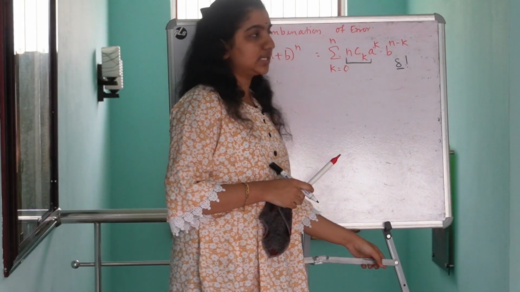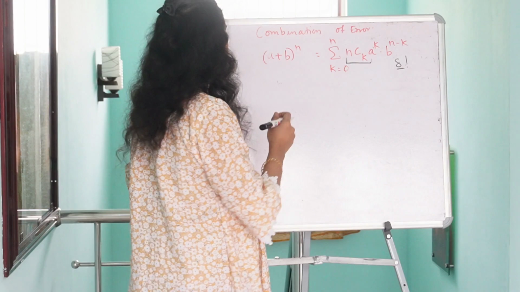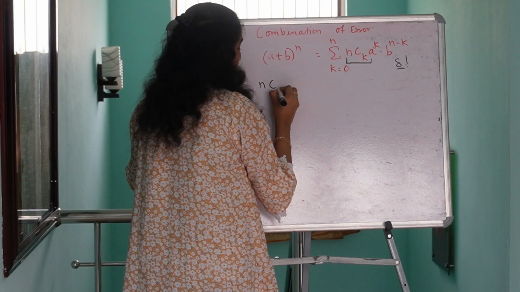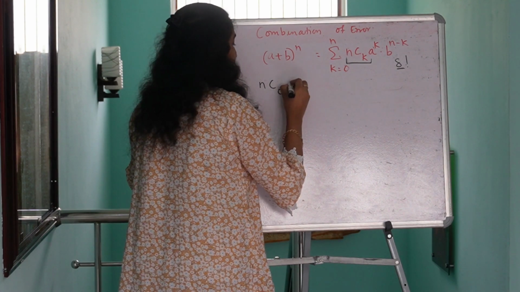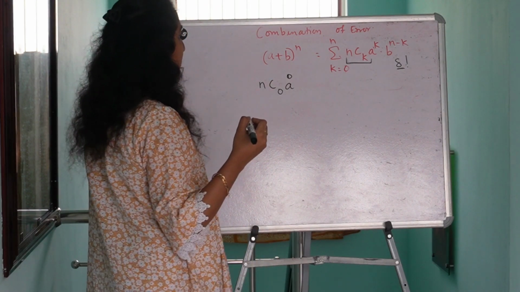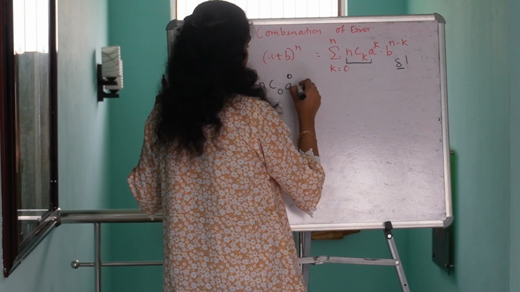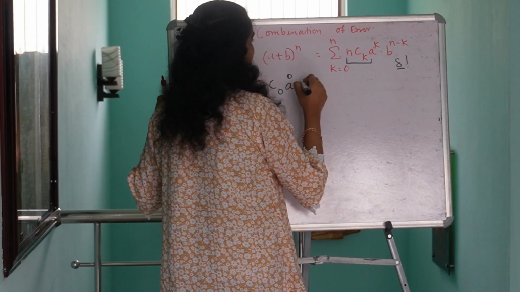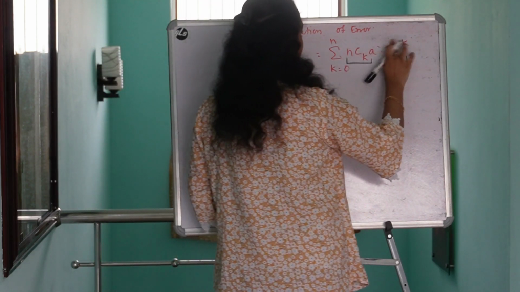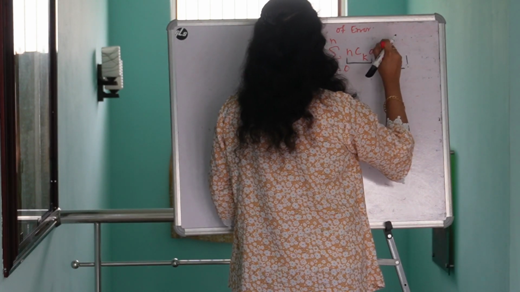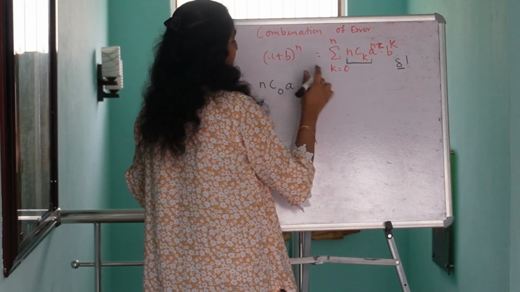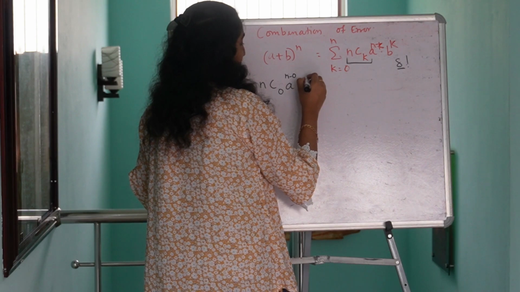So let's expand this particular term. How do we get the values? What is the first value of k? The first value of k is 0. So we get nC0, a power n minus k, b power k. Here a power n minus 0 and here b power 0.